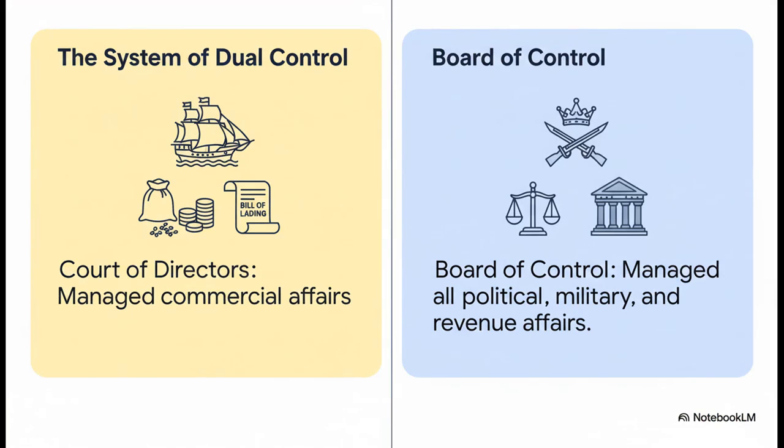Here's the breakdown. The company, through its court of directors, got to keep managing its commercial business, the trade. But all the political, military, and financial power was now overseen by a new government body back in London called the Board of Control. The bottom line, the government was now calling the real shots.